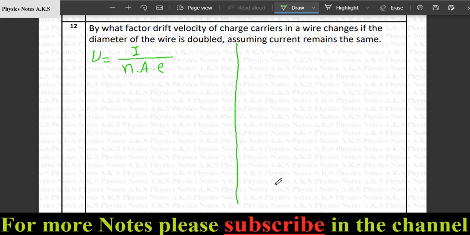of one electron. Since they say that the current will not change, nothing will happen to the current. We are using the same conductor, so the number density will not change, and of course the e will never change. The only thing that will change is actually the area, because they say the diameter will change.